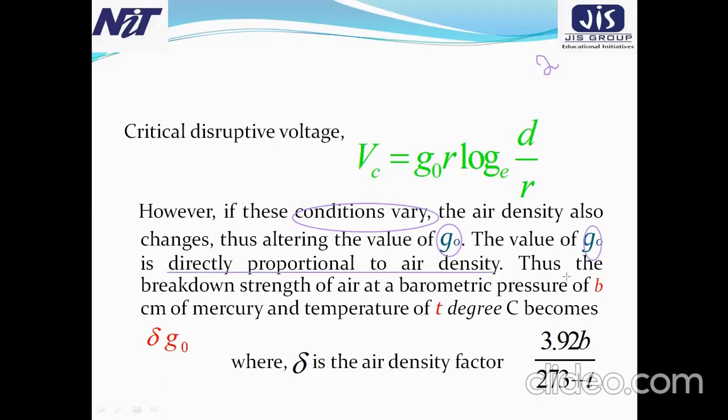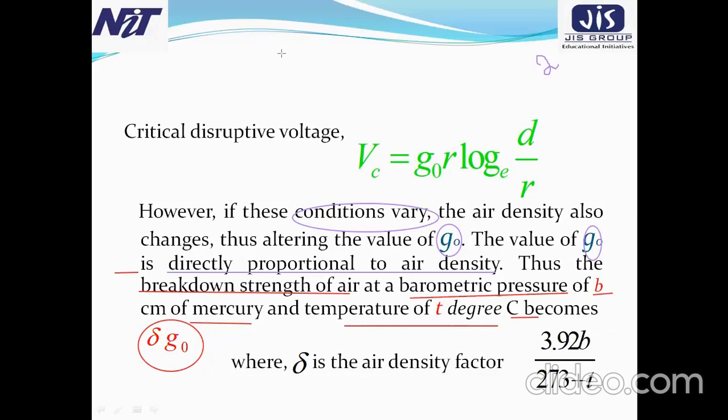So what will happen to the breakdown strength? Let the breakdown strength of air at barometric pressure B centimeter of mercury and temperature T degree centigrade become delta G0. First it was G0. Now after changing all the parameters, it becomes delta G0, where delta is the air density factor.